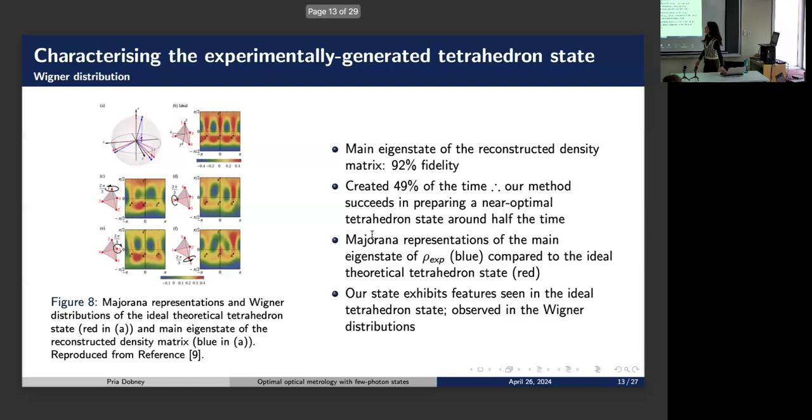But all is not lost. We can see some qualitative features of the ideal theoretical tetrahedron state that we aim to generate. So in the top left, these are also supposed to be the Majorana depiction on the Bloch sphere. It's a bit difficult to see, but the red points are the ideal theoretical tetrahedron state, and the blue are the ones that we created. So they're relatively close.